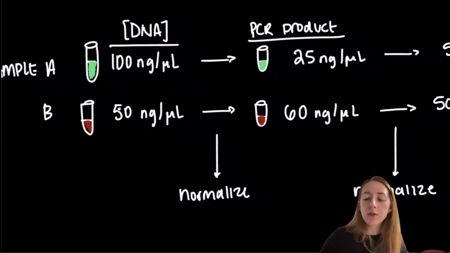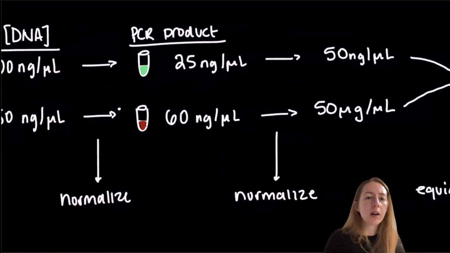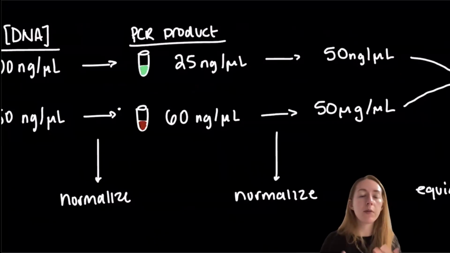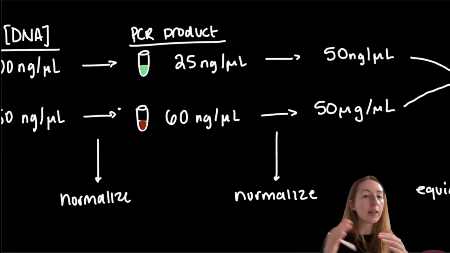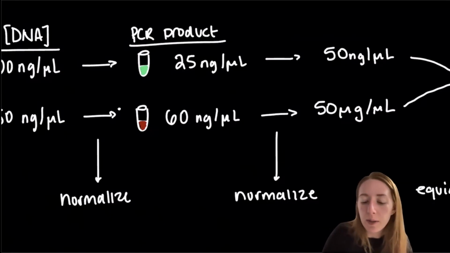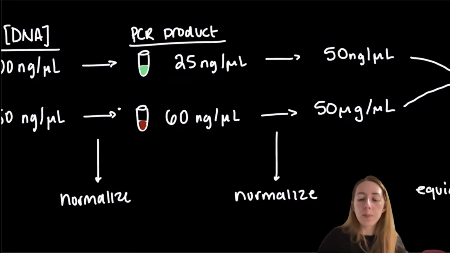Okay, so let's say you do that, and then in your PCR, just because of variation and randomness and primer bias and all these things, you still end up with different concentrations of your PCR product. So you might end up with 25 in sample A and 60 in sample B. You need to normalize this again before you move forward with sequencing.